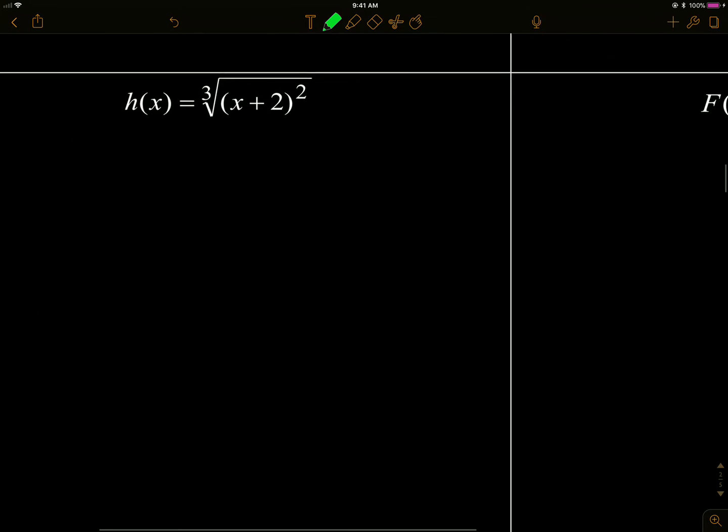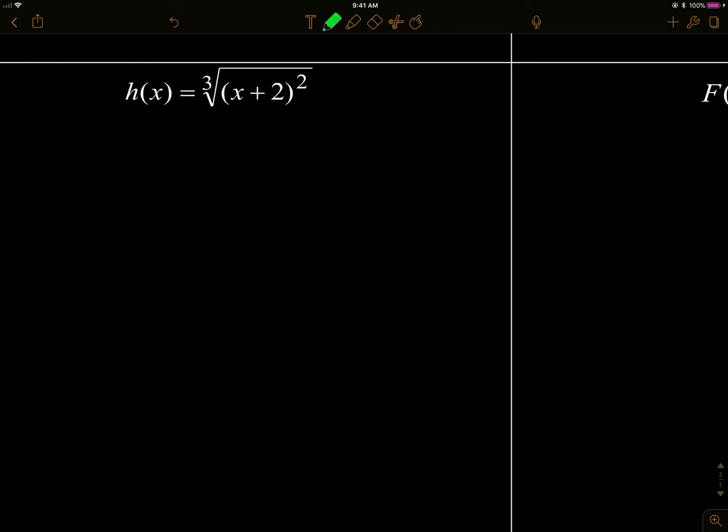Okay, let's move on to the next one. Again, this is going to require a rewrite. h of x equals x plus 2 to the 2/3 power. So this is just like the last one. The outer function would be x to the 2/3. The inner would be x plus 2.